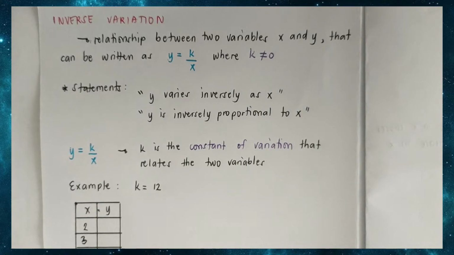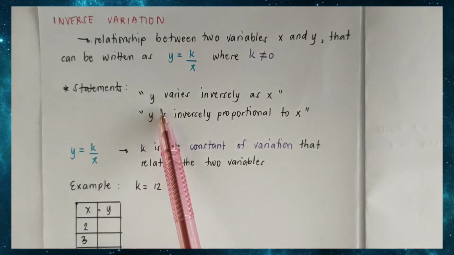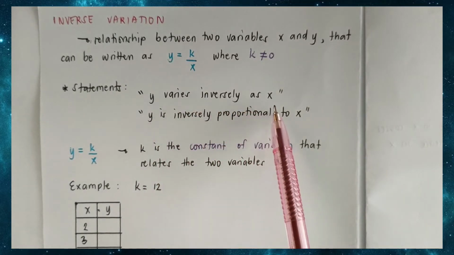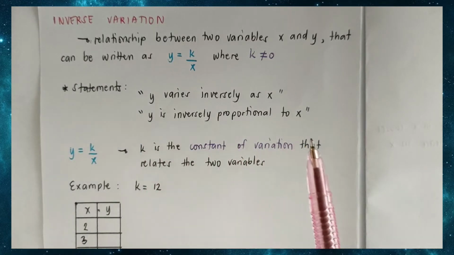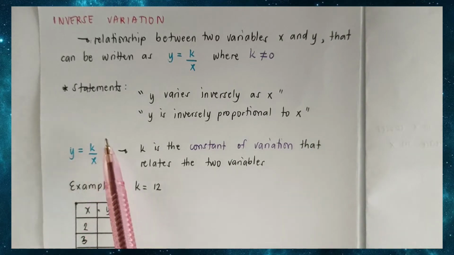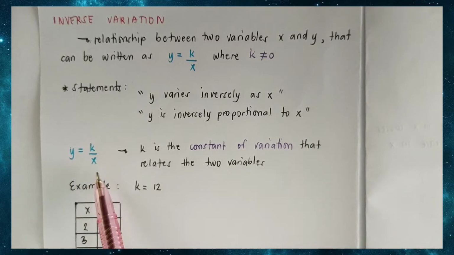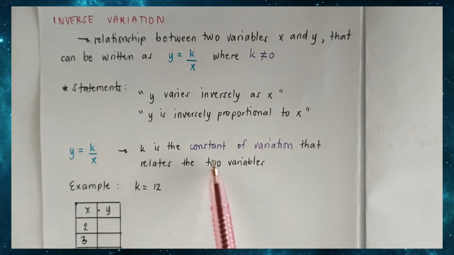And in inverse variation, we have the following statements that will serve as a clue whenever we solve a problem. Y varies inversely as x. It can also be y is inversely proportional to x. And from the equation of our inverse variation, y is equal to k over x, your k here is the constant of variation that relates the two variables.